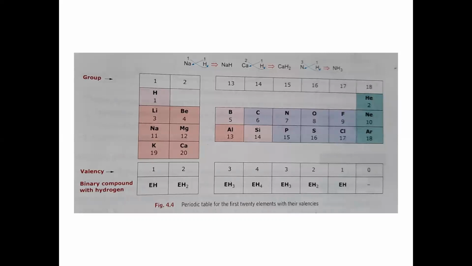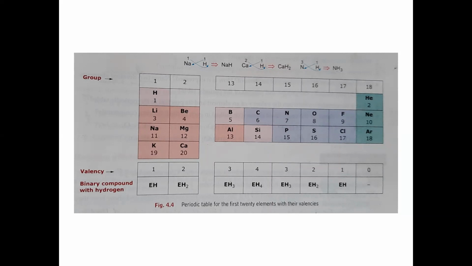As you can see below the periodic table, the valencies increase from 1 to 4, and then decrease to 0. You can see an arrow for the groups, and down below you can see the valencies arrow. So the elements of groups 1, 2, 13 and 14 have the valencies 1, 2, 3, 4, and those of groups 15, 16, 17 and 18 have the valencies 3, 2, 1 and 0.